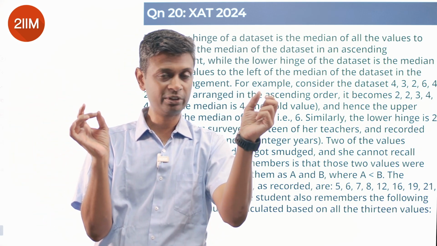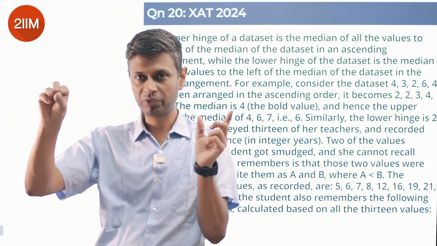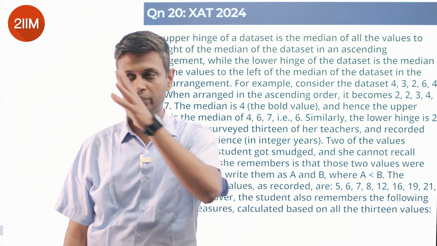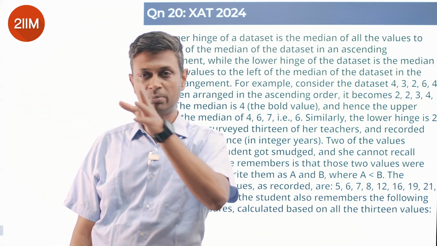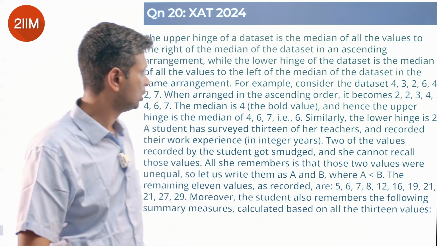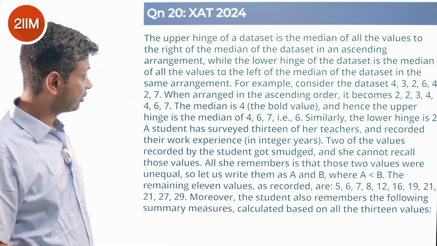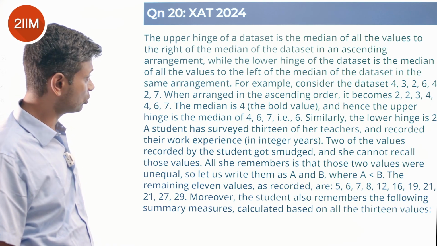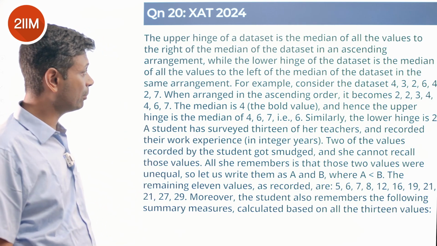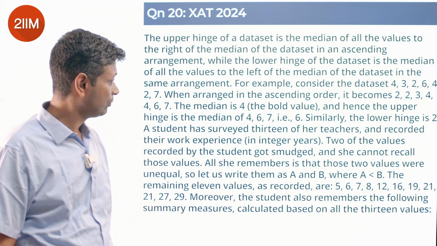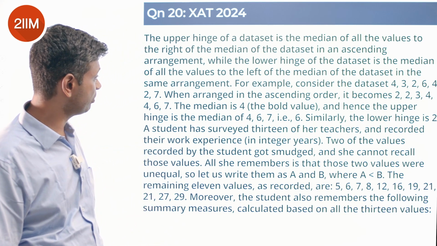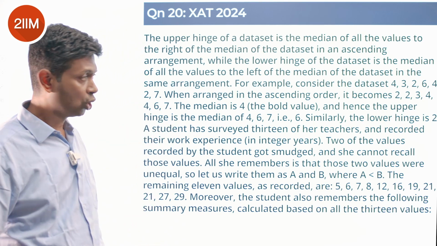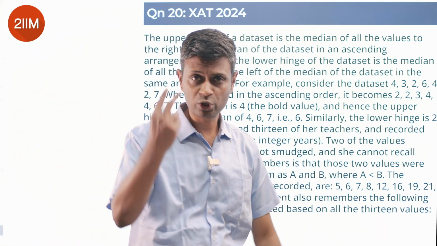So the 25th percentile, 50th percentile, 75th percentile. And so 0, 25, 50, 75, 100. Minimum, lower hinge, median, upper hinge, maximum. For example, consider the data set 4, 3, 2, 6, 4, 2, 7. When arranged in ascending order, it becomes 2, 2, 3, 4, 4, 6, 7. So 7 things. The median is 4. The upper hinge is the median of 4, 6, 7, which is 6. The lower hinge is the median of 2, 2, 3, which is 2.